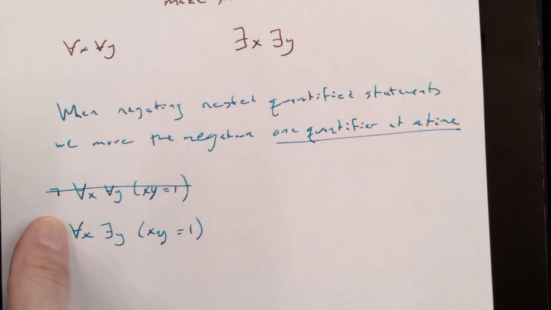If I pick 1, 1 times 1 is 1. 0. There's nothing I can multiply 0 by that's going to give me 1. 0 times everything is again 0. So I know the statement is false. Let's put the negation in front of it. How do I write this?